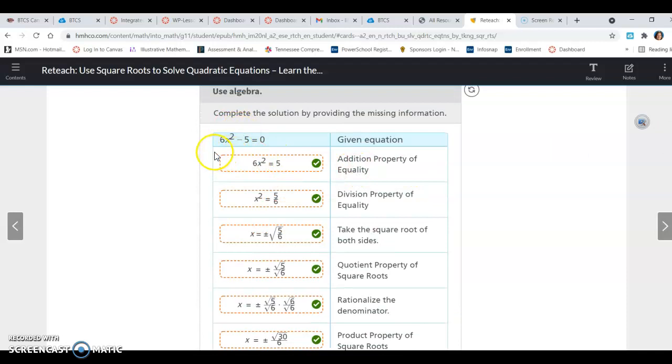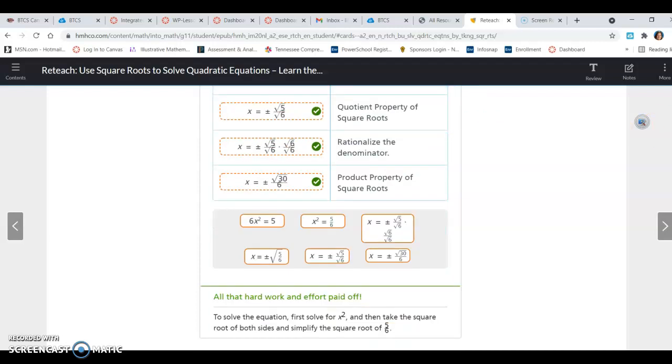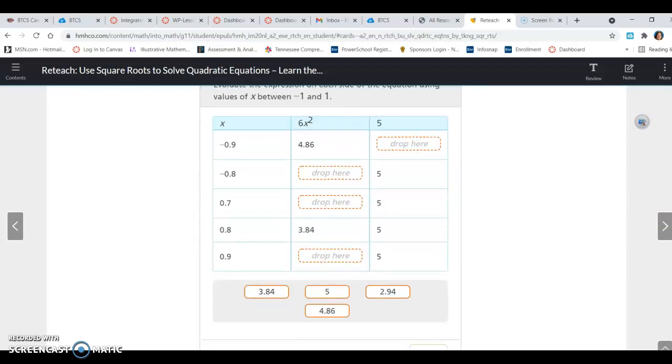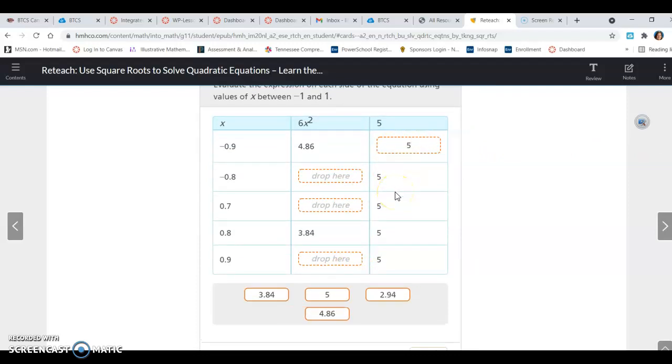So we have 6x squared, and then when we added 5 to the other side, we have just 5 in this column. All right, so 5 is a number. It can't change, so we know that we can just drop a 5 in here, and that's it. All right, now we want to know what this is when we substitute these values in for x.